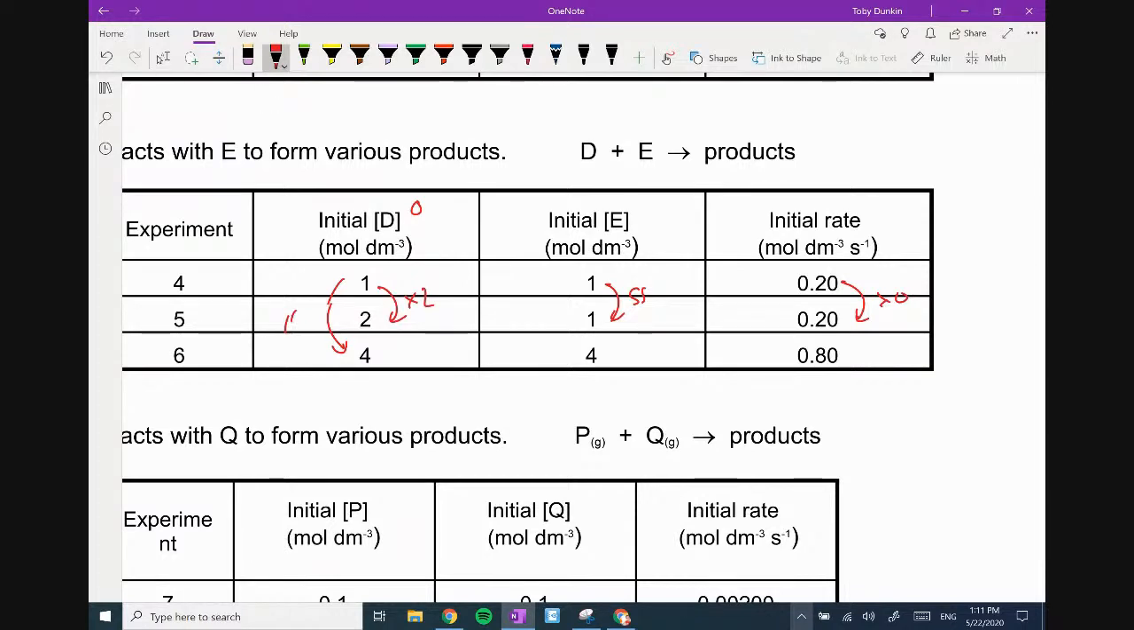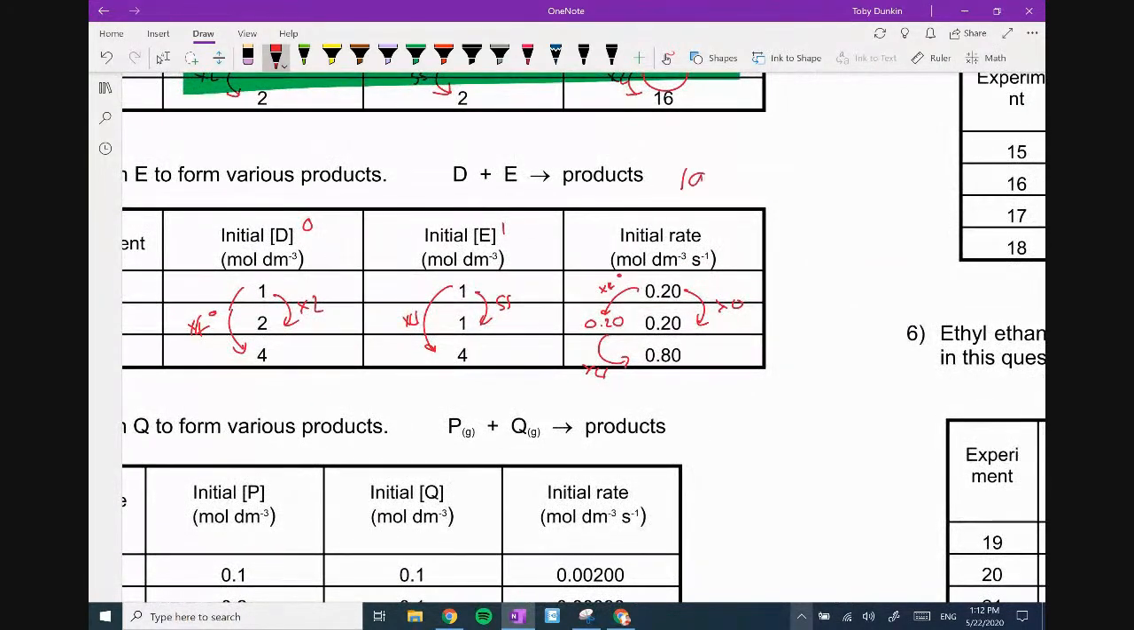So that's times by 4, but it's to 0 order, so it doesn't make any difference. We've got to do stepping now. Yeah, times by 4, but to 0 order, which means it stays exactly the same. Right, that's a times by 4. What did I do there? Times by 4. E is first order. Yeah, rate equals K e to the power of 1, and we're done.